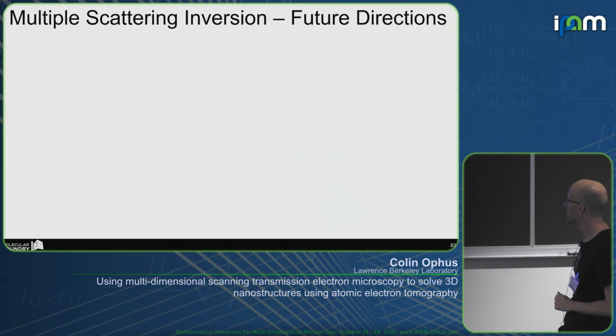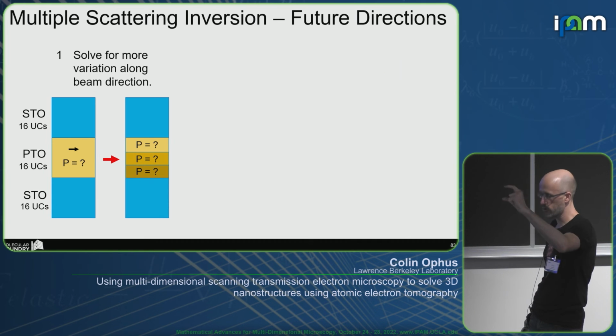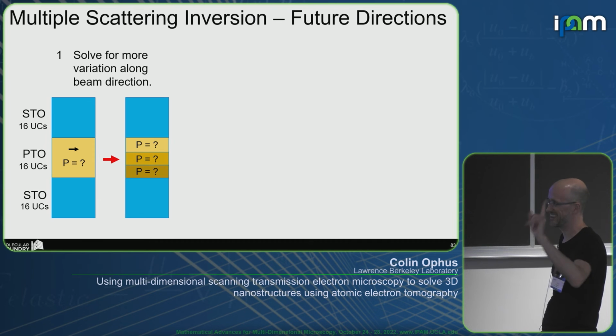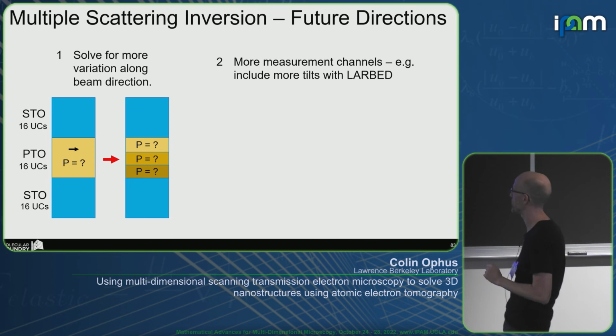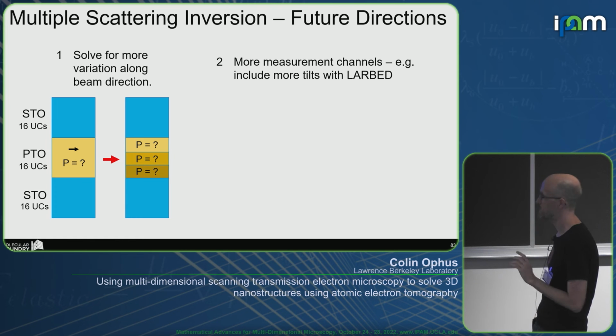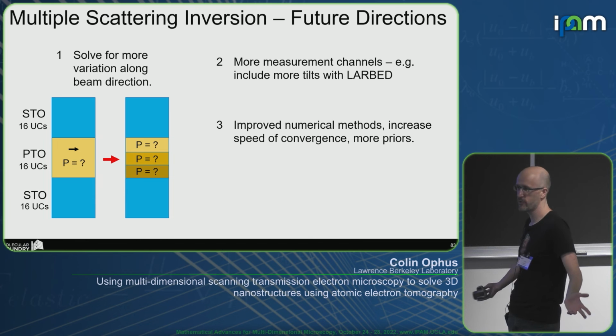Okay, so I'm not going to talk about the future directions other than to say, obviously we need more resolution along the beam direction, but there's no substitute for tilting, as you're going to see in the final section of my talk, the tomography section. Christoph's approach, LARBED, large angle rocking beam electron diffraction, is another way to get more measurements, and I actually think that might be the most reliable way to improve these measurements here. And of course, better numerical methods.